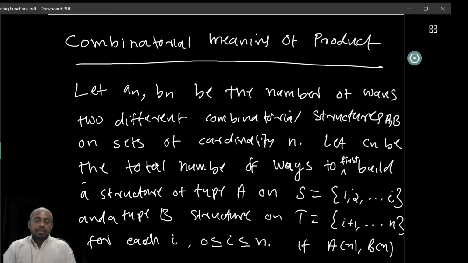So basically, the product of generating functions means that you have two structures A and B, right? So you make the structure of type A on 1 to i for some i, and from the remaining elements you make a type B structure. So how many distinct ways can you do this? That is the meaning of the product.